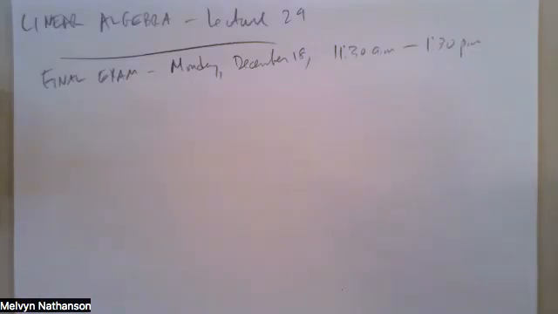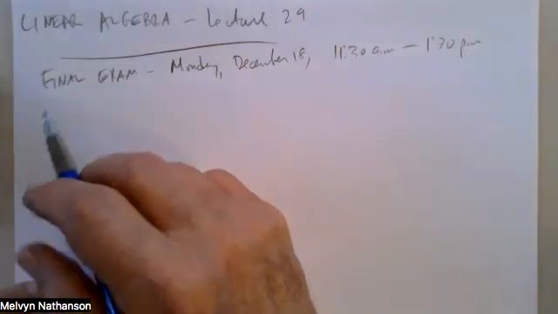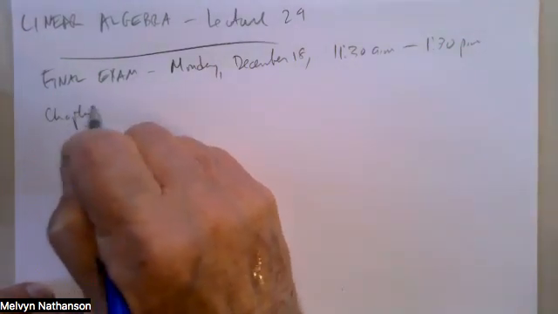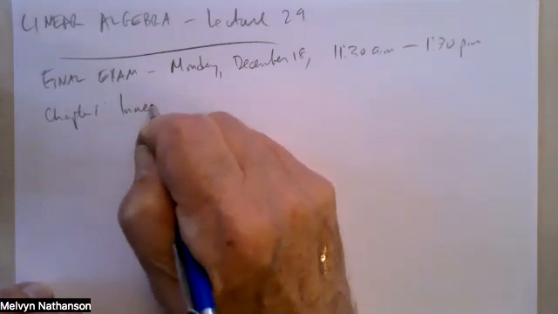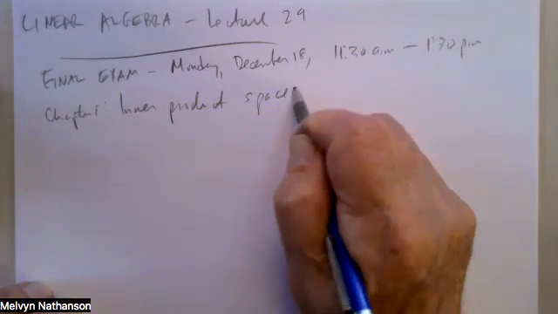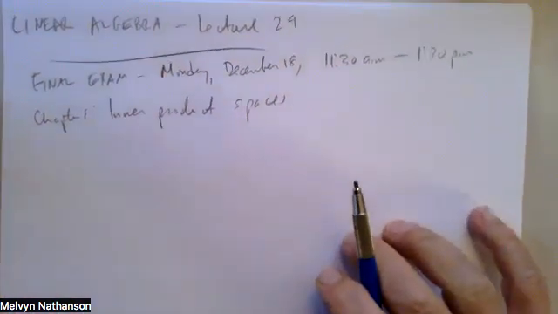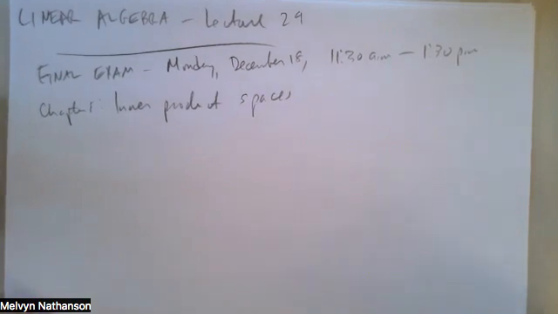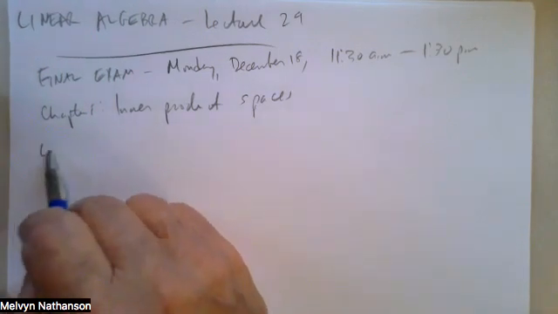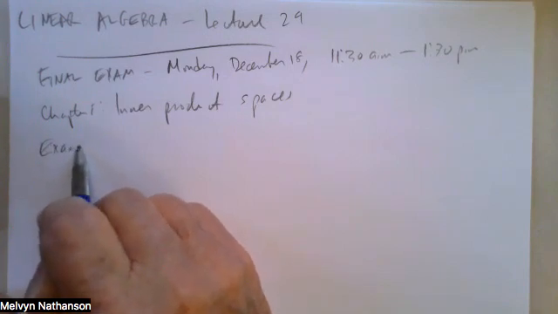So what I'm going to talk about today is in chapter 5, what are called inner product spaces. And so what's an example? Let me start with an example of an inner product.